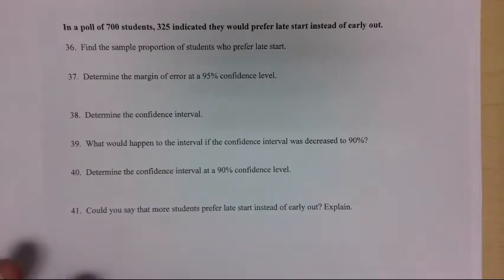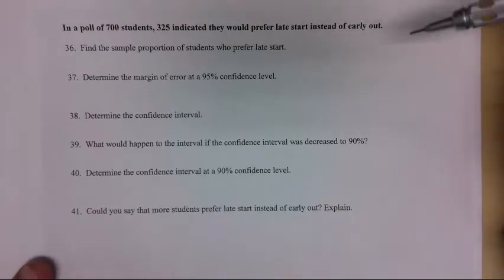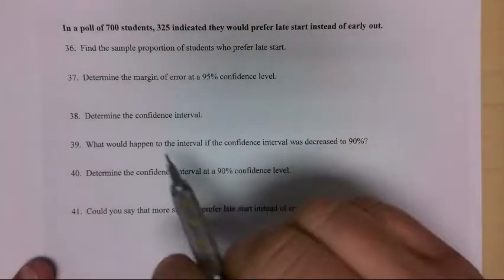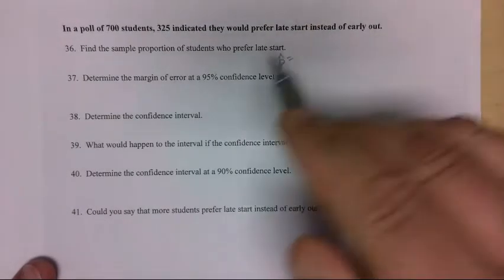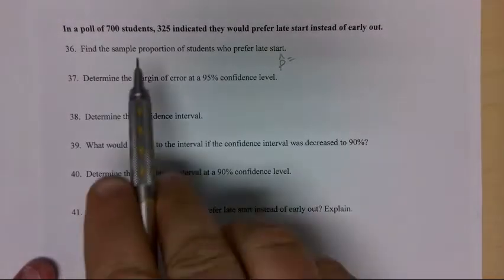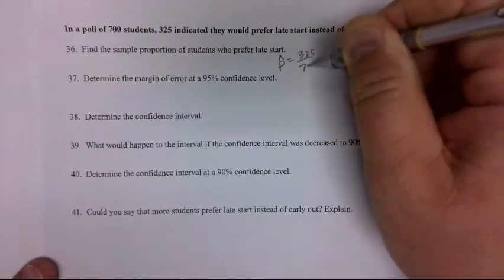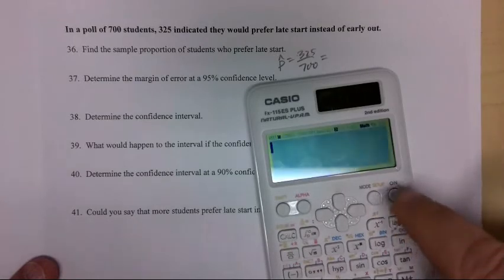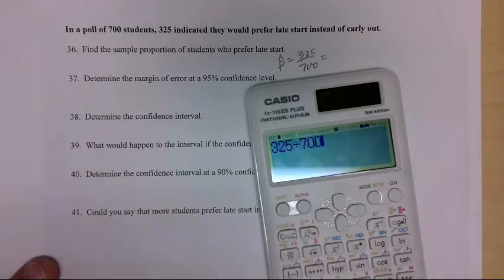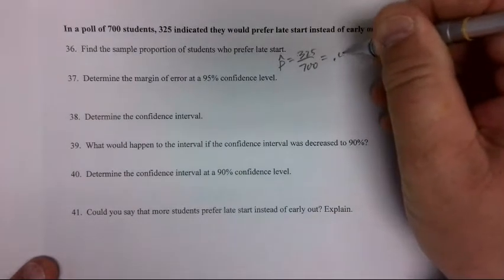Okay, guys, last page. In a poll of 700 students, 325 indicate they prefer late start instead of early out. Find a sample proportion. Sample proportion is just my p hat. That's going to be the portion of them: 325 out of the 700. So 325 over 700. Let's change that to a decimal because it's a little more useful. 325 over 700 gives me 0.464.